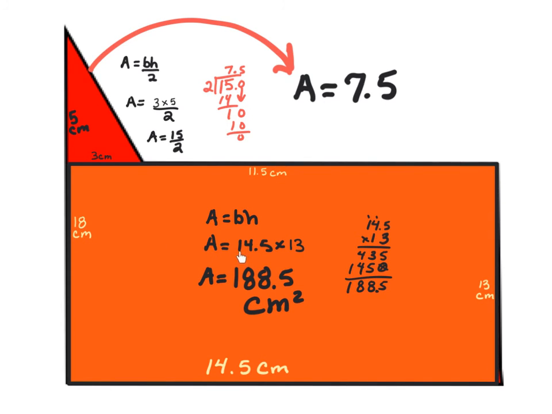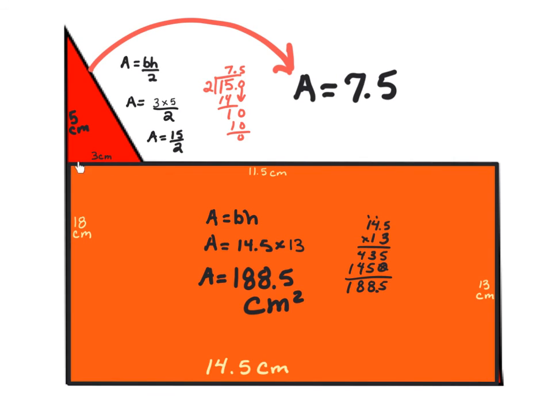So once again, I got 14.5 times 13. I did my work right here and ended up with 188.5. So the area of this bottom rectangle here is 188.5 centimeters squared. Now let's move on up here to this triangle right here.